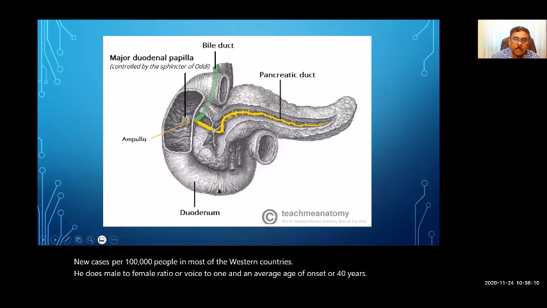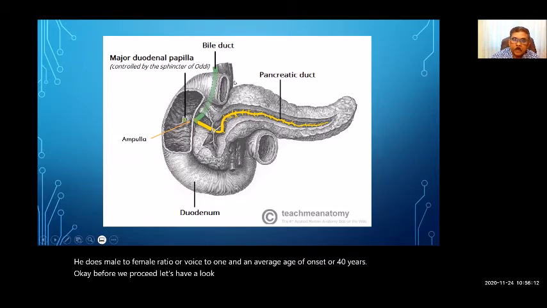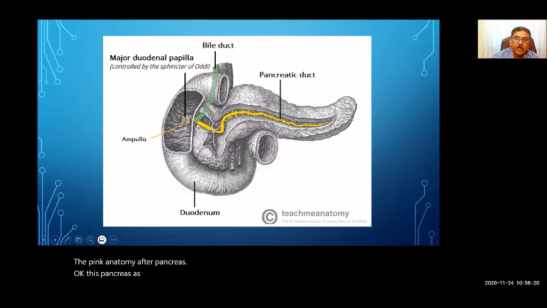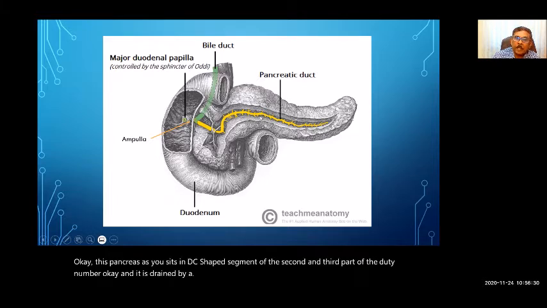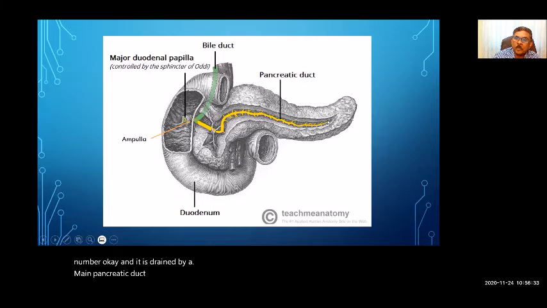Before we proceed, let's have a look at the anatomy of the pancreas. This pancreas, as you all know, sits in the C-shaped segment of the second and third part of the duodenum. And it is drained by a main pancreatic duct that runs through its body and tail and joins the common bile duct at the ampulla of Vater to drain into the second part of the duodenum.